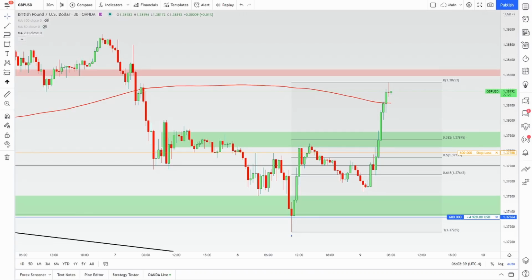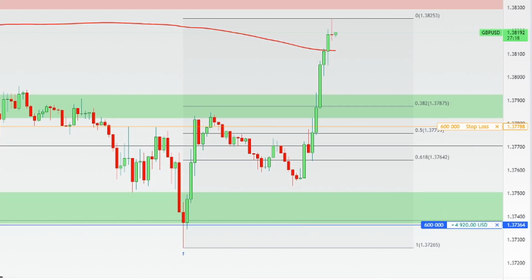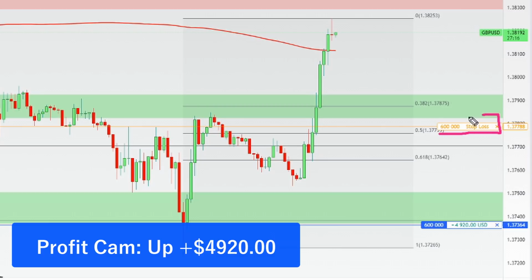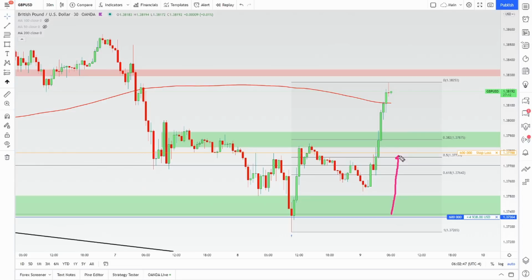Okay, so I've just updated my position. I checked the numbers and it was approximately $2,500, maybe a little bit more. So my stop loss is now moved into profit.